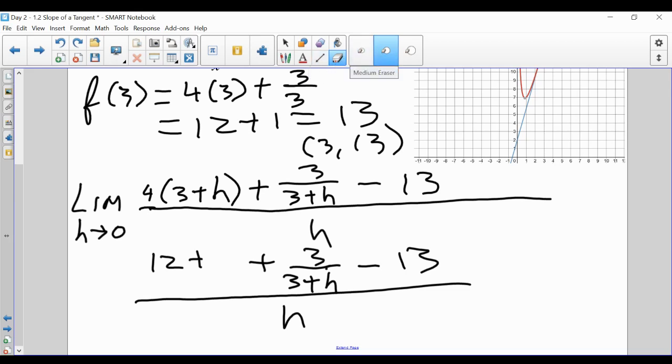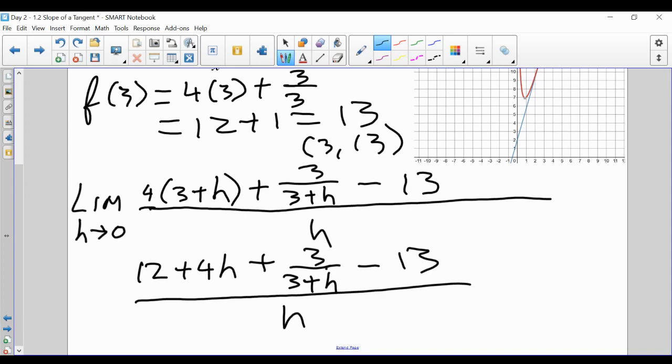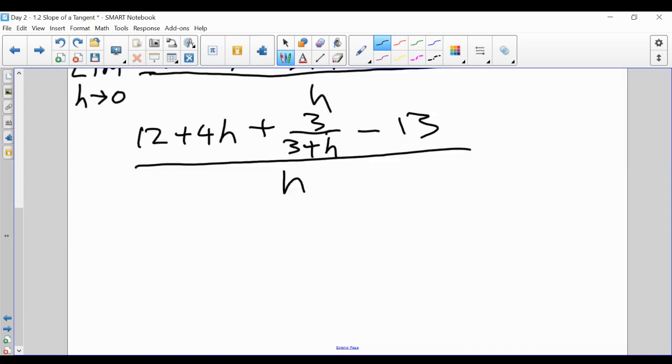Right, let me just erase all of this and fix it. So that would be 12 plus 4h. Good stuff. Okay, common denominator. What would be a good common denominator for the top? Yes, Kushi and Adam, thank you very much for rescuing me there. Yeah, and Ashfa, and well, everybody was ready to help me out there.